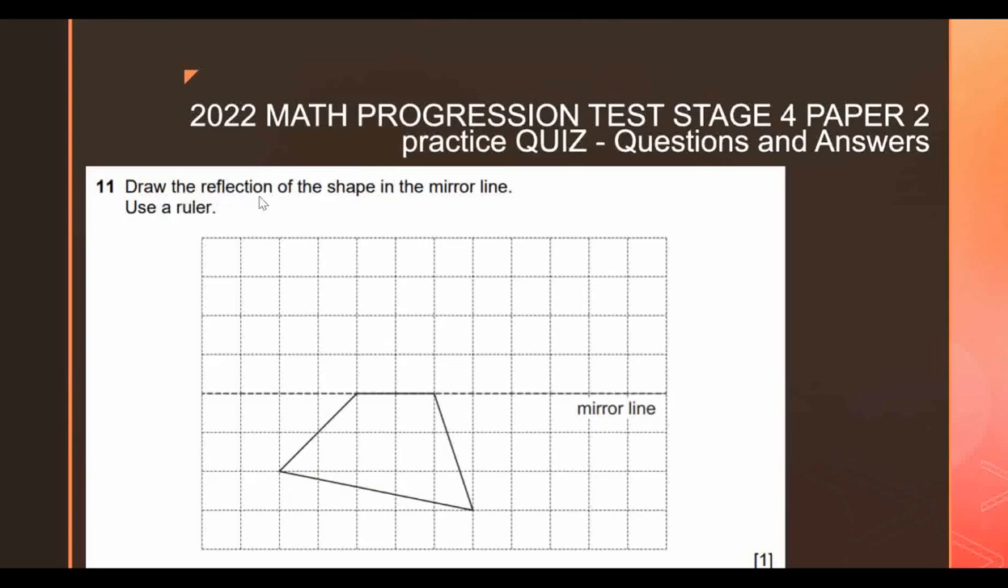11. Draw the reflection of the shape in the mirror line. Use a ruler. So for this, you can pause this video, draw, or you will have it print out later after you take a screenshot at the end screen and print it out. You may do so. So it's 10 seconds from now.